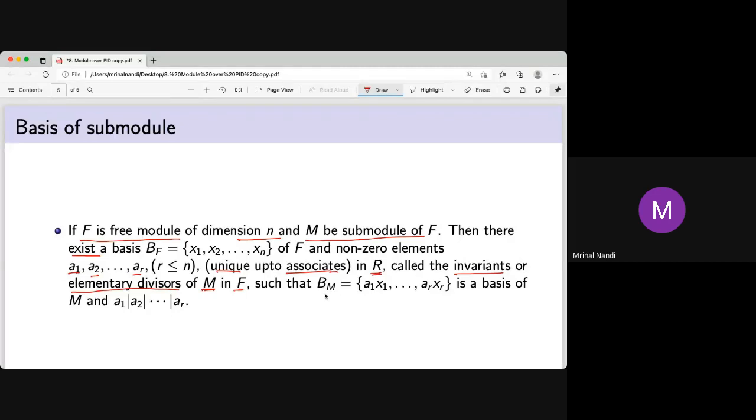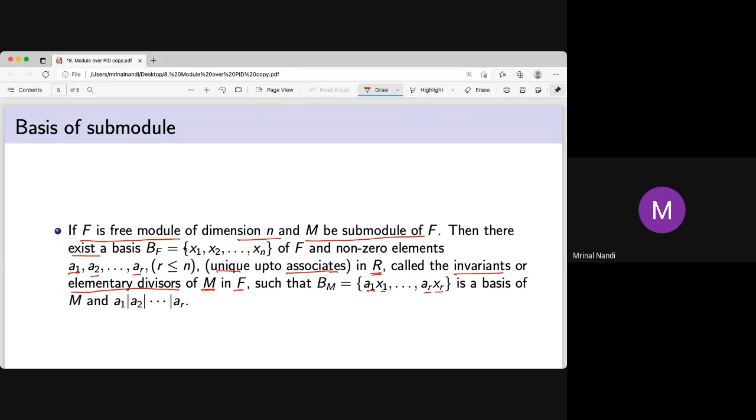So what is the basis of that submodule? This is just a1x1, a2x2, up to arxr. R is the dimension of M and N is the dimension of F. So we have to choose the R many elements. But why this first R? Because we have to reshuffle them.